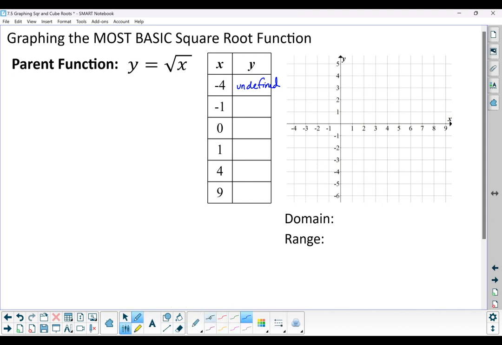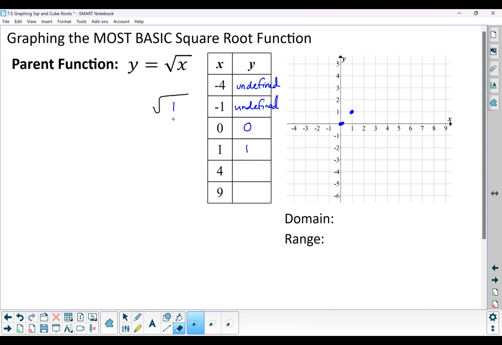So let's sub in the next value on our table, the square root of negative 1. The square root of negative 1 is also undefined. Our next x value is 0. The square root of 0 is 0, so that one was defined. So we have a point right at the origin. The square root of 1 is well defined. The square root of 1 is 1. So we have the point 1, 1.